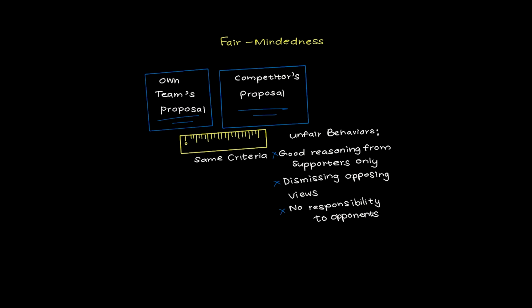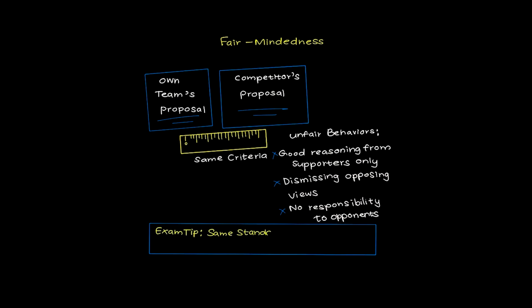Here's a WGU D265 OA exam tip for you. When someone applies identical critical standards to their own work and to others' work, that's fair-mindedness in action. Quick recall hook. Fair-minded equals same ruler for all.